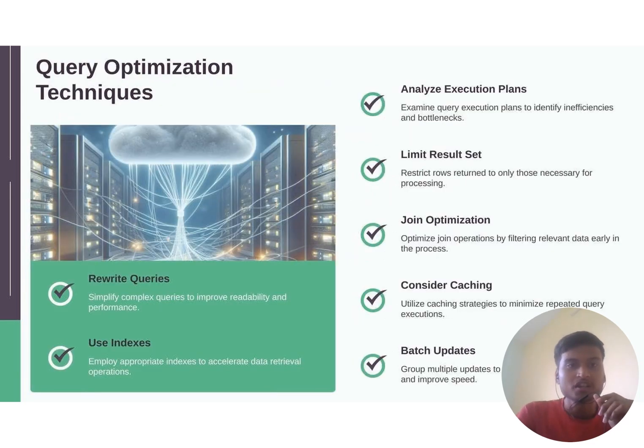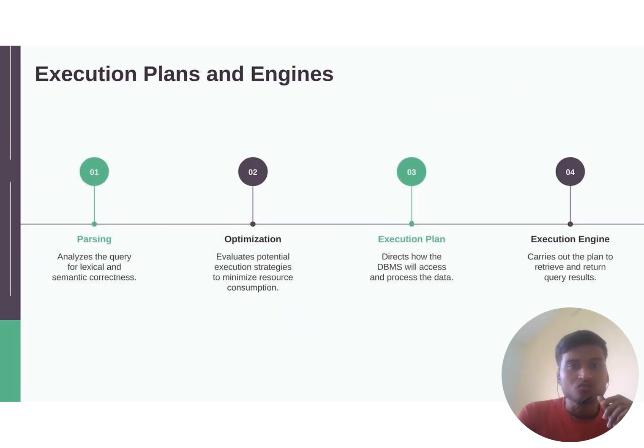So moving ahead with the query optimization techniques, there are many techniques like rewriting the queries, using the indexes, analyzing execution plans, limiting the result set, join optimization, considering the caches, and also batch updating. These are the techniques used for the query optimization. So moving ahead with the execution plans and engines.